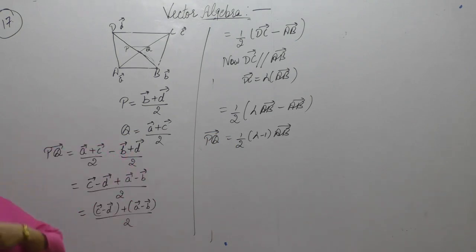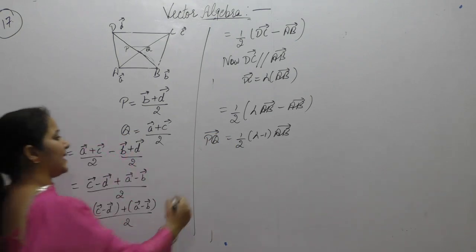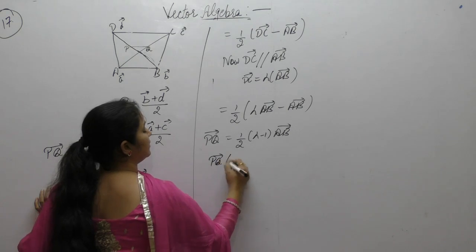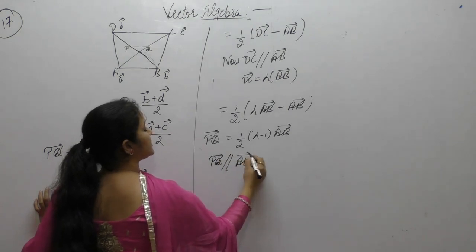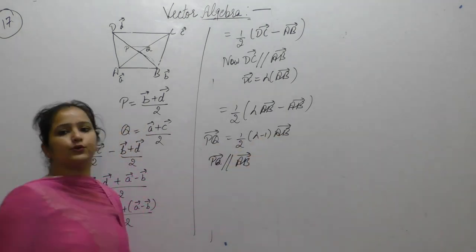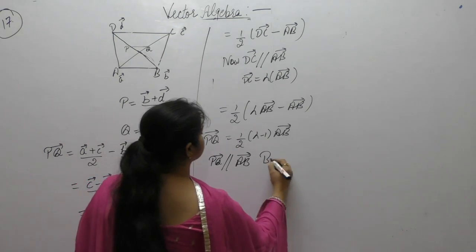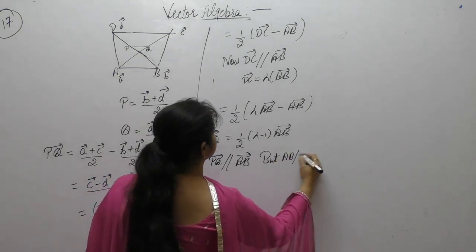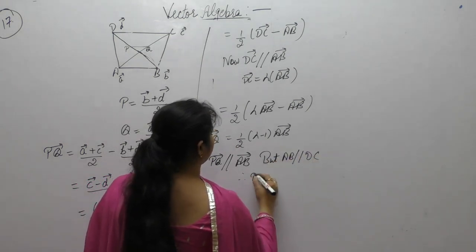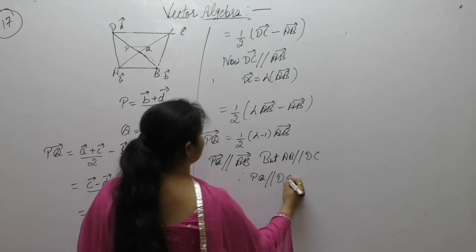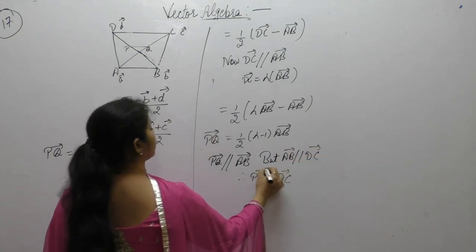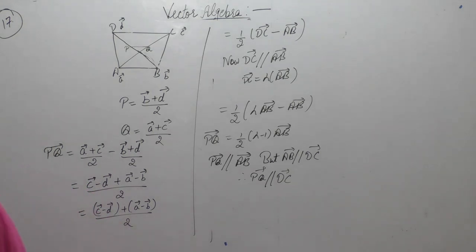This shows that PQ is parallel to AB because PQ is equals to AB into some constant value, but AB is parallel to DC. Therefore, PQ is parallel to DC.